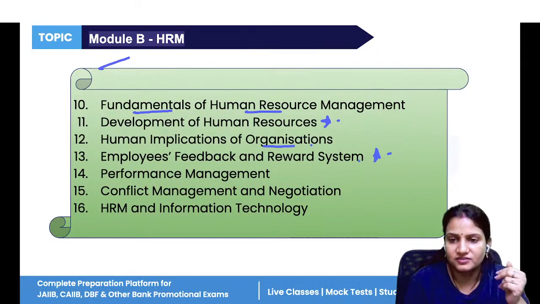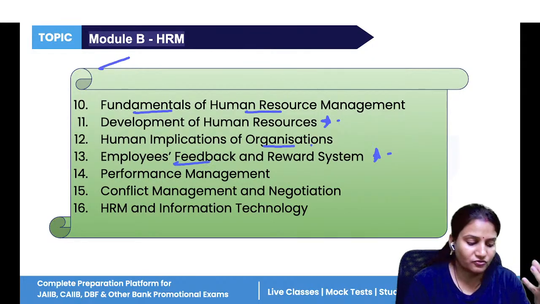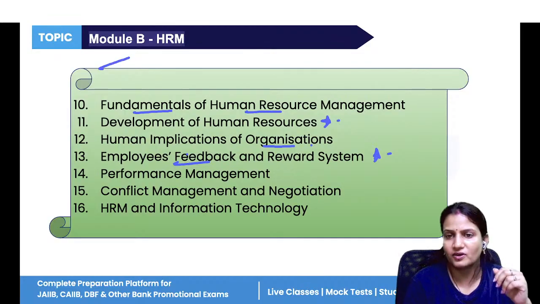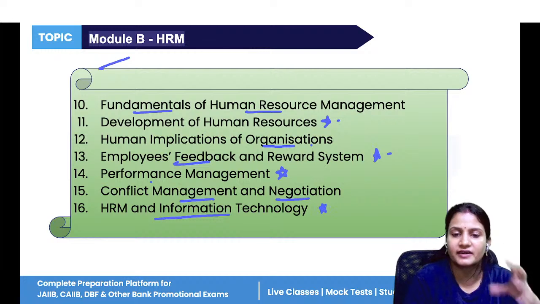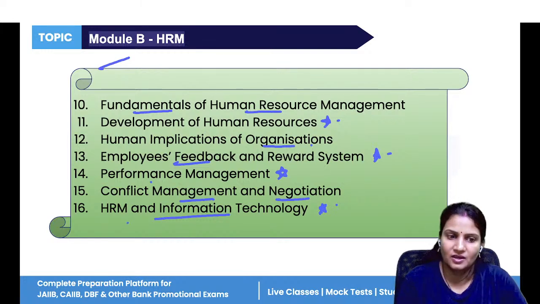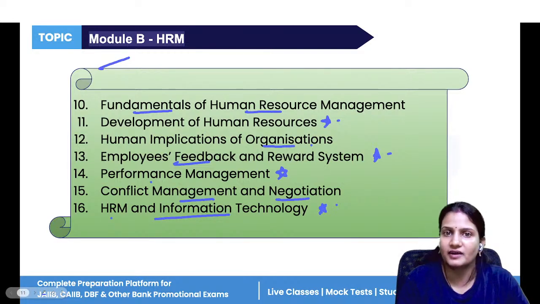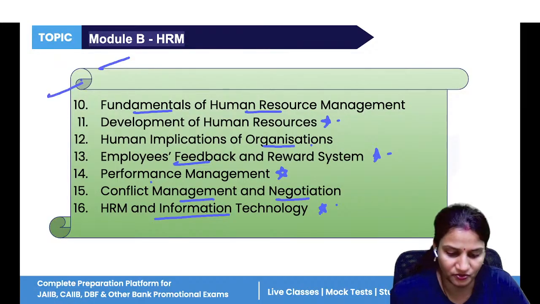Employee feedback reward system. Again, you have to see what is the feedback of your employees and accordingly you will give them the rewards and punishment. Performance management, very, very important. Conflict management, negotiation, and HRM and IT. How to integrate IT in HRM, or how to take the help of IT for managing your employees, managing your whole system. That is all about your module B.